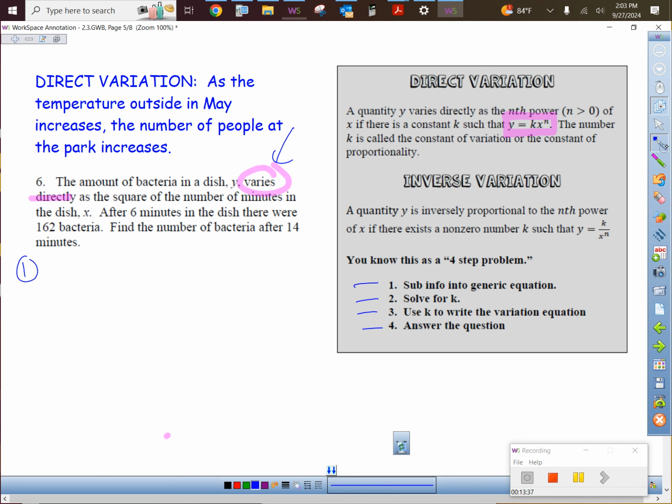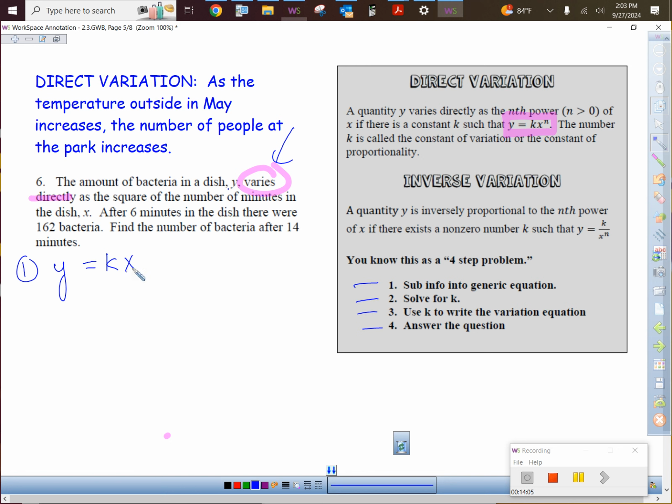Why did I have you circle the word varies? That's where the equal sign is located. Do you see the letter Y is to the left of that? So you will start with a Y equals. When they say directly, the next variable will be upstairs. It will not be downstairs. Direct is always upstairs, but there's always this weird thing called this k value. The k value is the constant of variation, so k is always upstairs, and it says as the square of the number of minutes in the dish x.